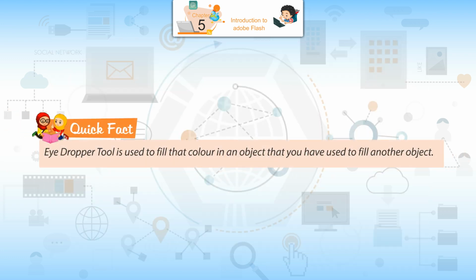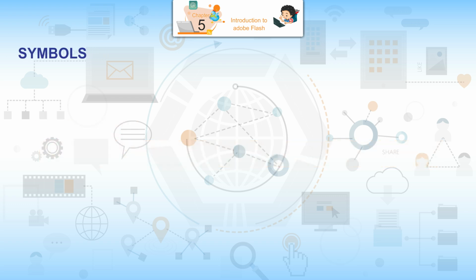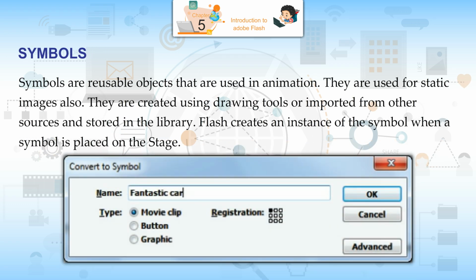Quick fact: Eyedropper tool is used to fill that color in an object that you have used to fill another object. Symbols. Symbols are reusable objects that are used in animation. They are used for static images also. They are created using drawing tools or imported from other sources and stored in the library. Flash creates an instance of the symbol when a symbol is placed on the stage.